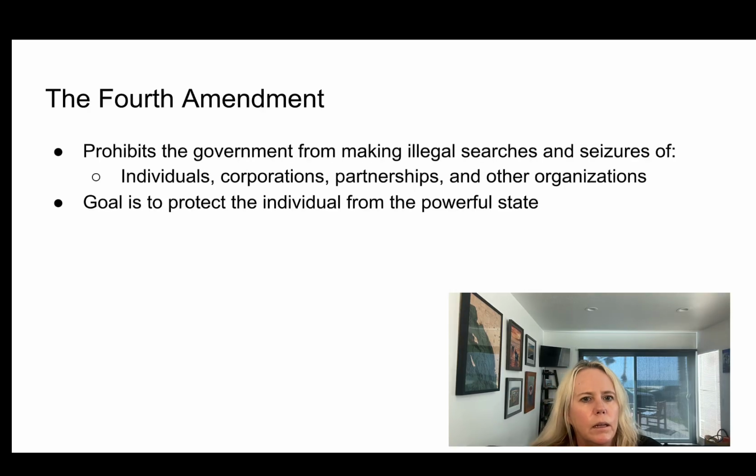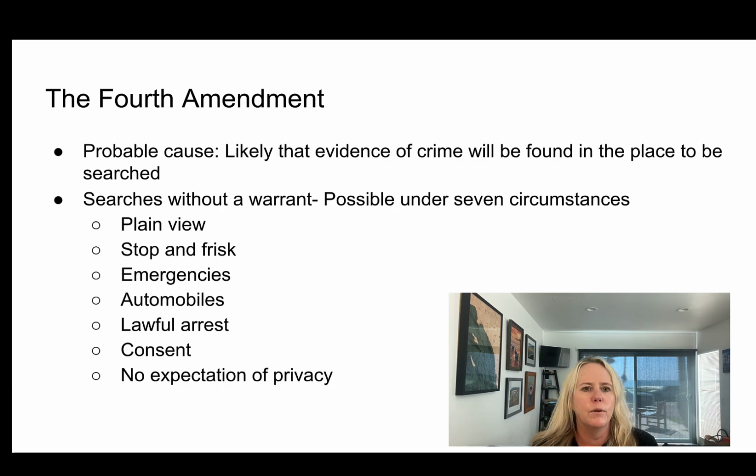So, Fourth Amendment, illegal search and seizure, prohibits the government from making illegal searches and seizures of individuals, corporations, partnerships, and other organizations. And the goal of the Fourth Amendment is to protect the individual from the all-powerful. And under the Fourth Amendment, it says that the police can only obtain a warrant if they have probable cause, which means that it's likely that evidence of a crime will be found in the place to be searched. Searches without a warrant are possible under 7 circumstances.